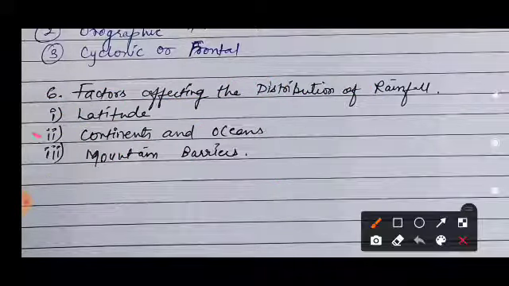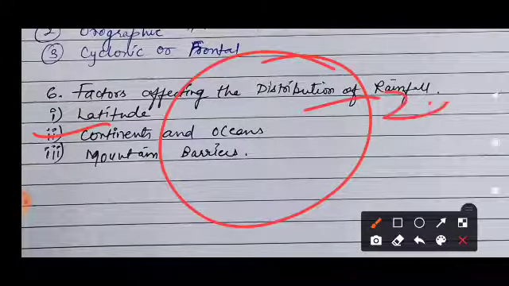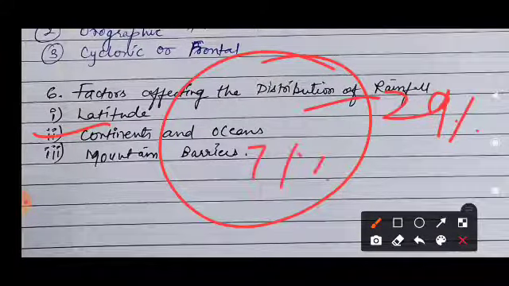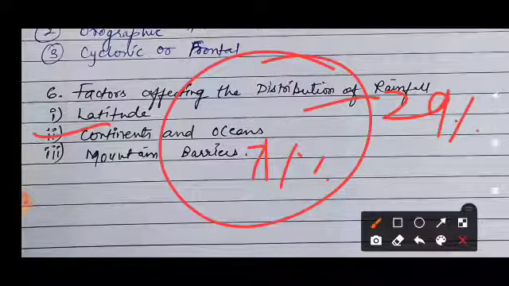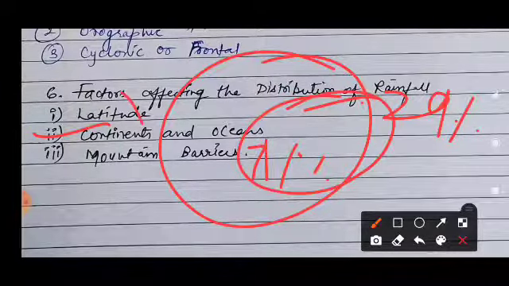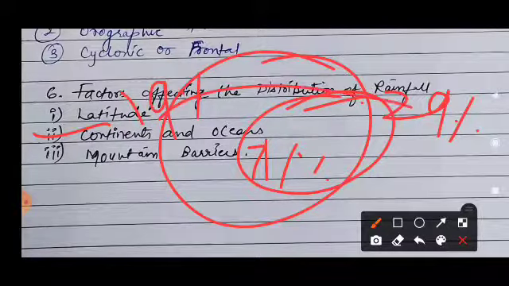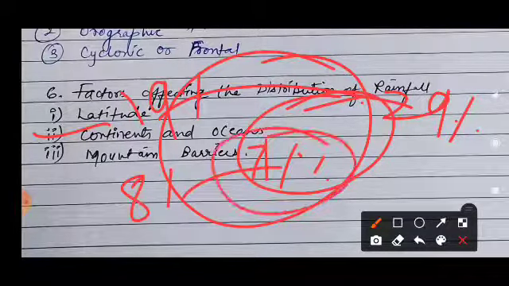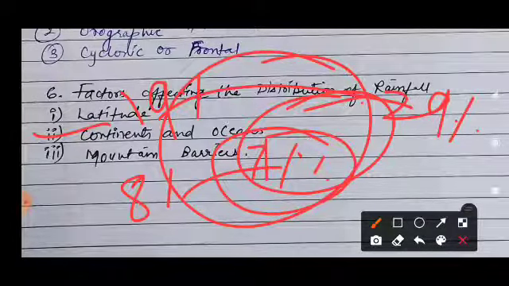Next one is the continent and ocean. Yes, we know very well the earth has 29% land and 71% water. Out of this, 19% of rainfall occurs on land and 81% in the ocean. So that's why this distribution is also very important. We also understand that sea breeze and land breeze are factors which are responsible. So that's why in the land area we are getting only 19%. So how much amount can we get from the rainfall? That's why this is also a factor for the distribution of rainfall. We are not getting a proper amount of rainfall.